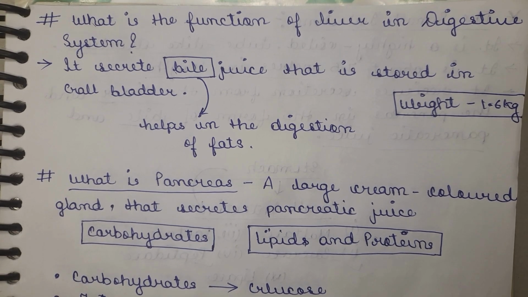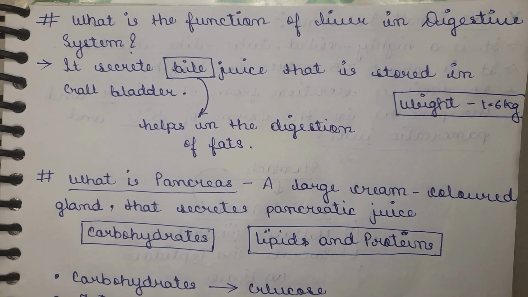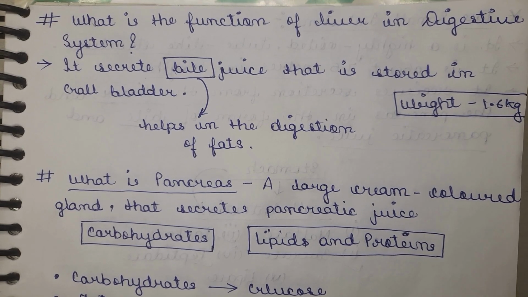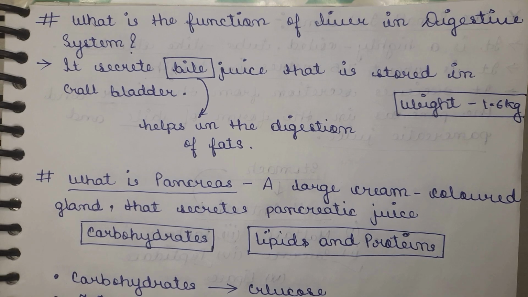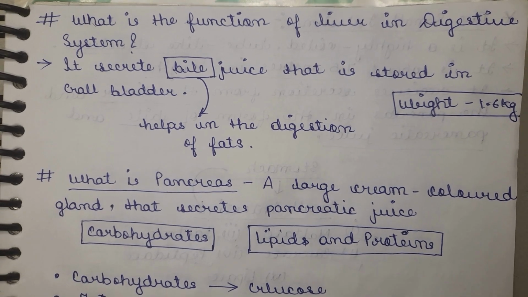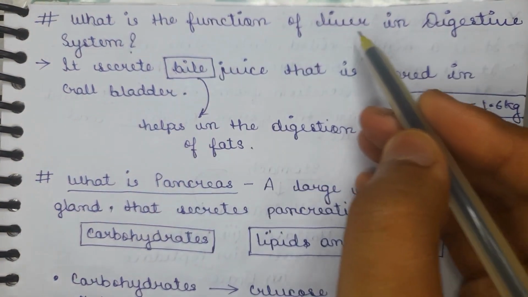So we have already studied the liver and the pancreas in short in the previous lecture, but we need to understand the structure of the liver, or we can say the features of the liver that help in digestion in the small intestine. So starting with the topic, what is the function of the liver in the digestive system?